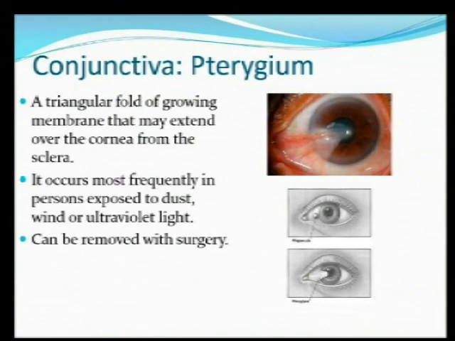Now pterygiums, totally different deal. Now you've got a growing membrane capable of growing across the cornea and becoming sight-threatening. Same causes. In fact, many times when you look at a pterygium, you will see an underlying pinguecula. They can be removed, however, they can also grow back.